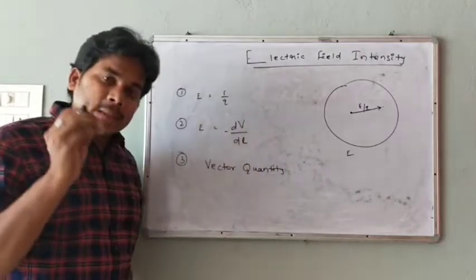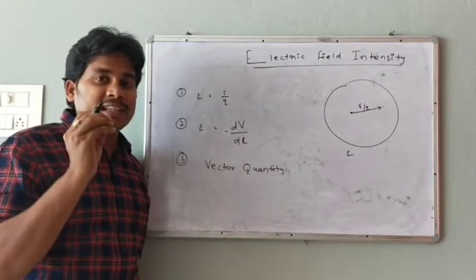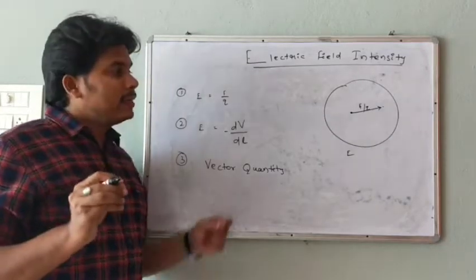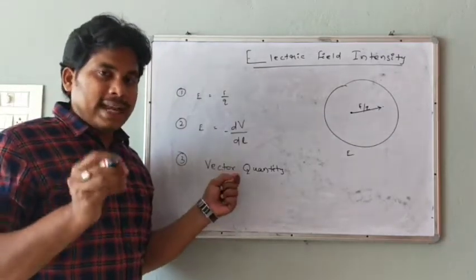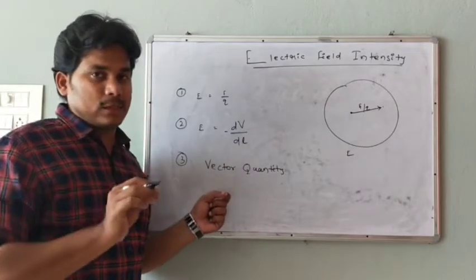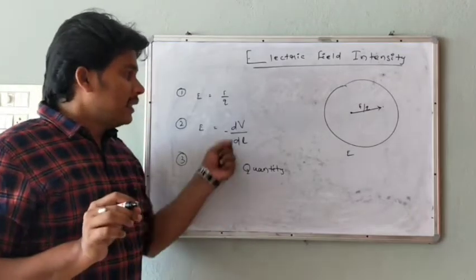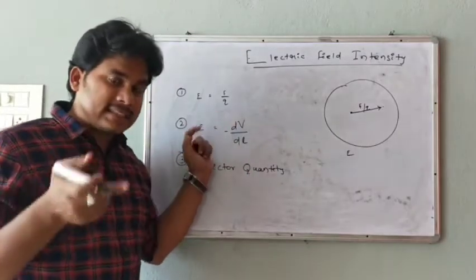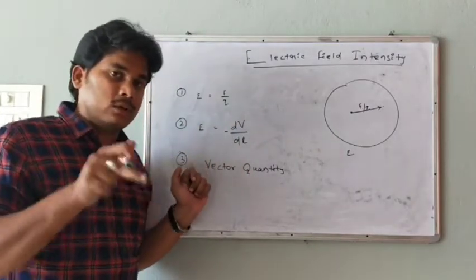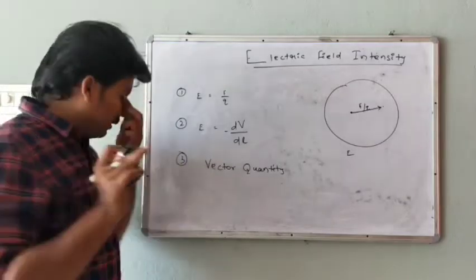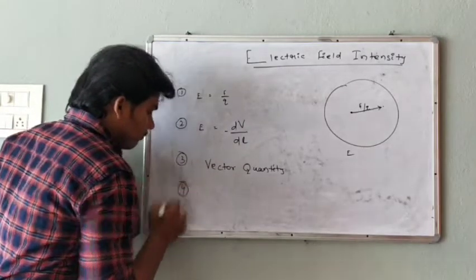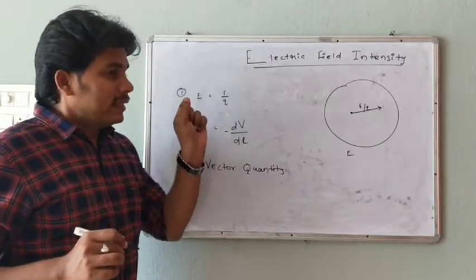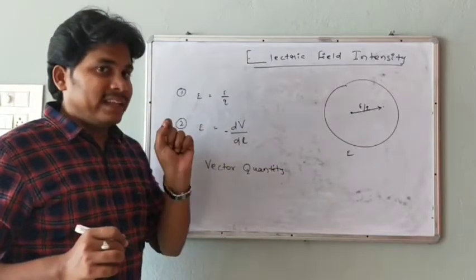Any quantity can be called a vector quantity if it possesses both magnitude and direction. That means it has the magnitude, and in addition to this, it has the direction also. What is the direction? The direction in which the force is applied is the direction of the electric field intensity also. And the fourth point is about the electric field intensity: the dimension and the unit.